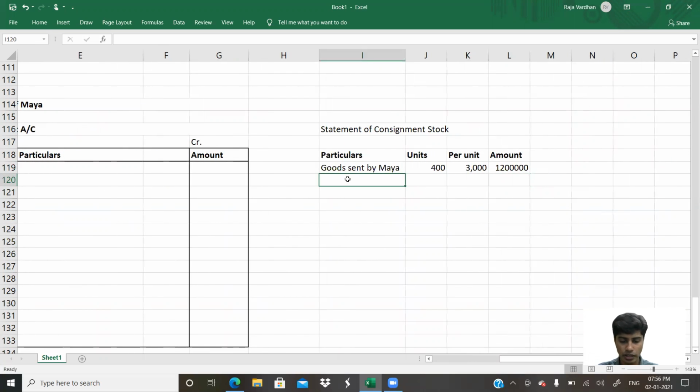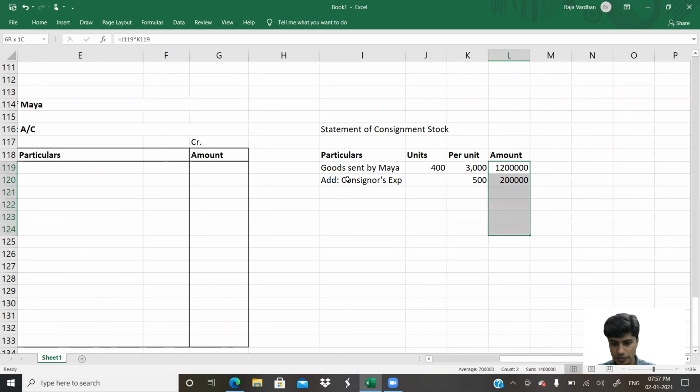Perfect. Then we will add the consigner's expense here. Does that increase the number of units? No, it doesn't increase. It's only 500 per unit. So I'll basically do 400 multiplied by 500. That gives me an additional 2 lakh rupees.